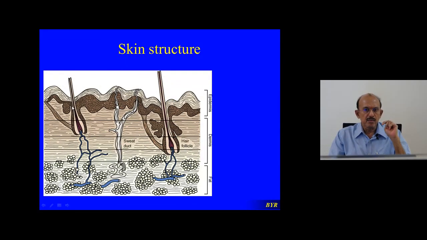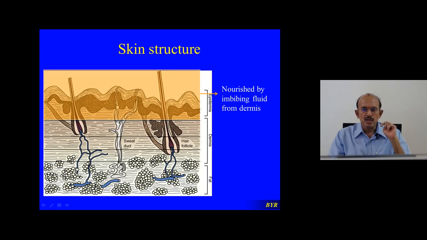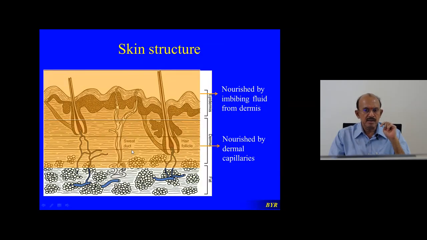So this is the skin structure. The epidermis is in wavy form and it dips into the dermis as hair follicles, as sweat gland ducts, as sebaceous gland ducts. And this is the subcutaneous tissue. So this is the epidermis, nourished by imbibing fluid from the dermis. And this is the dermis. It is nourished by dermal capillaries, plexus.